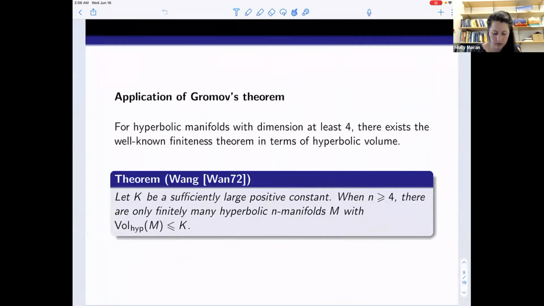I want to introduce one application of this theorem. We know for hyperbolic n-manifolds, there is a finiteness theorem. When n is at least 4, the hyperbolic n-manifold has this property: if we consider the hyperbolic volume to be at most equal to a large enough constant k, then we only have finitely many such hyperbolic n-manifolds.